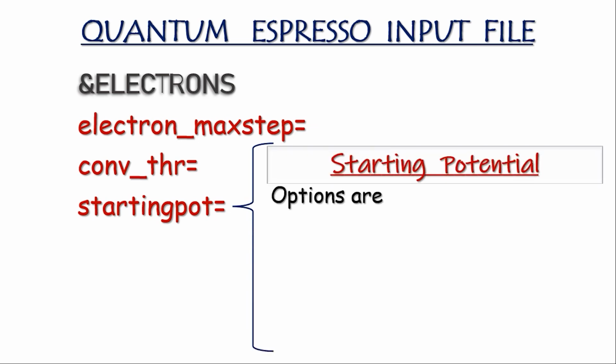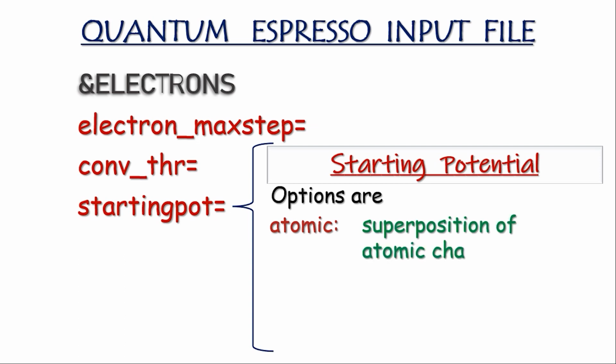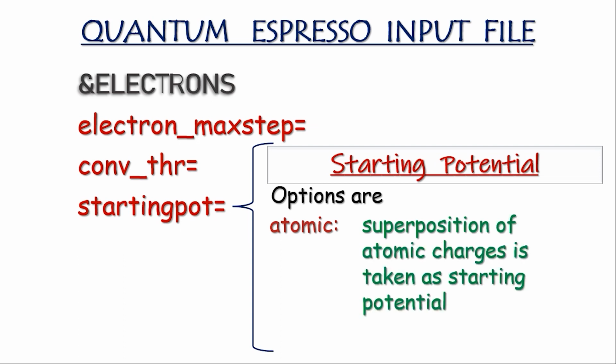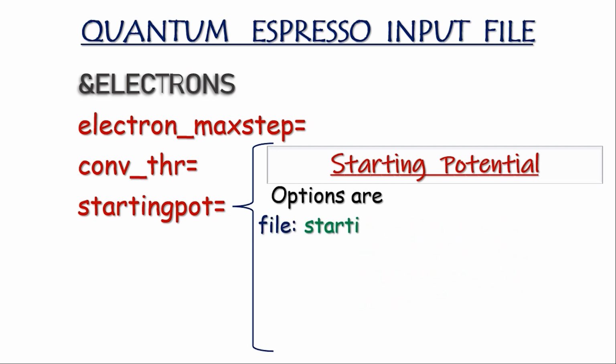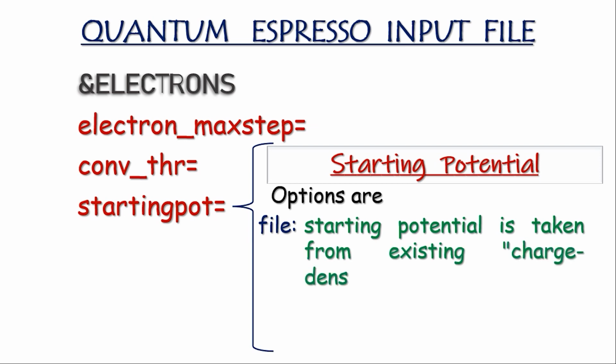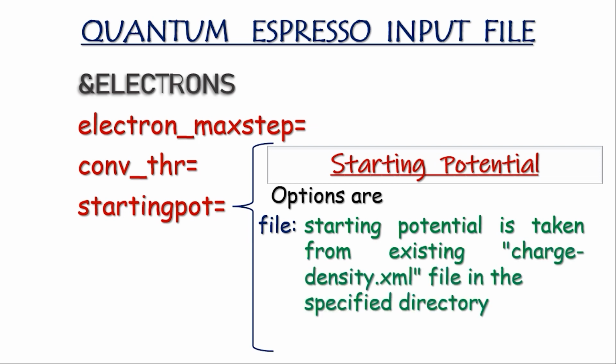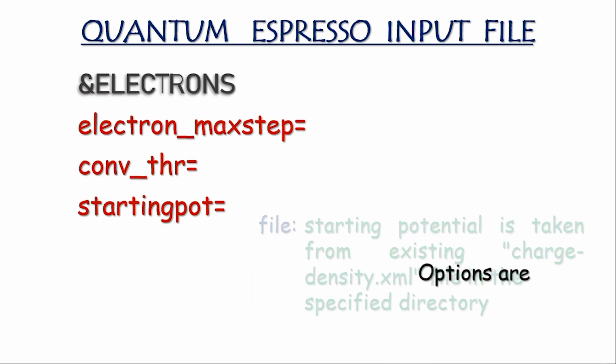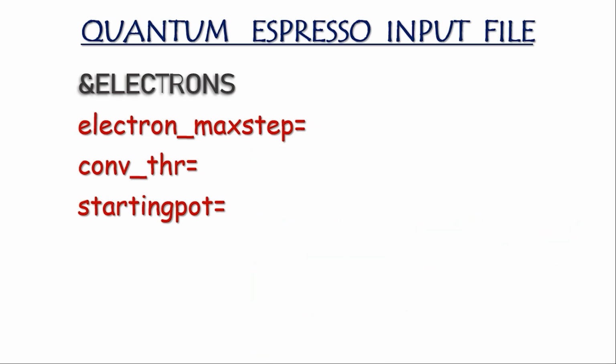Here you have different options like atomic. If you choose this, then the code will take the superposition of atomic charges as a starting potential. Another option is file. Then the starting potential will be taken from the existing charge-density.xml file in the specified directory. Then you will also have to specify the path to the directory. At first, the starting potential atomic will be better for you.